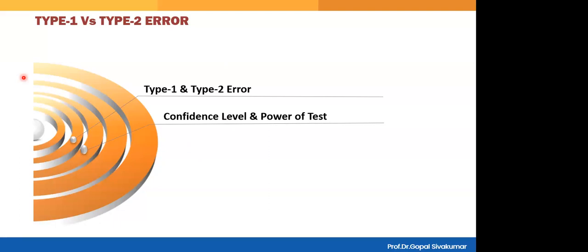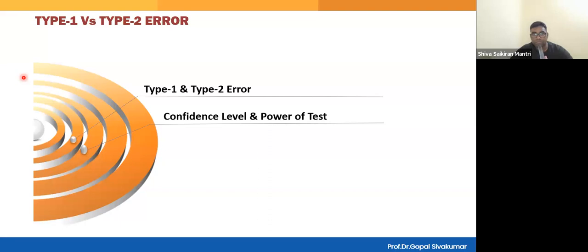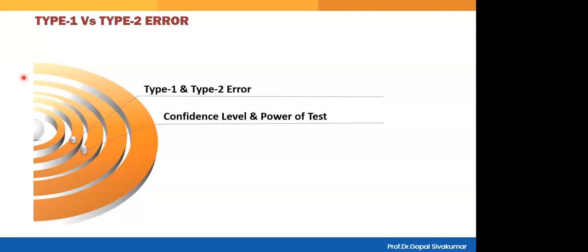Suppose I want to sell a rice. I'm selling a rice. I do not want my good rice to be rejected by you. I'm making a good rice and you are rejecting it as a bad rice. I don't want that to happen. Type 1 is more important for me.